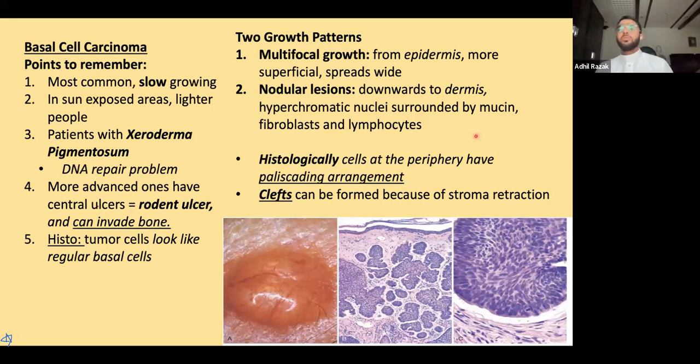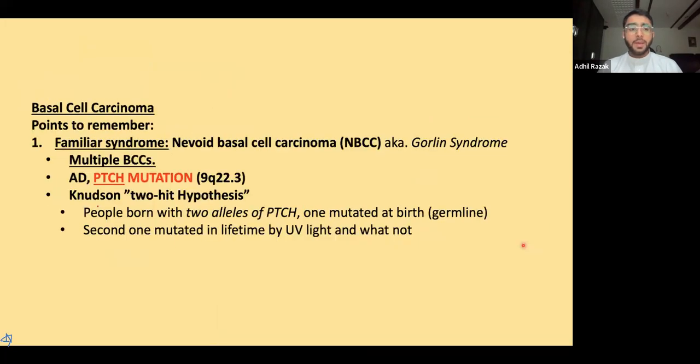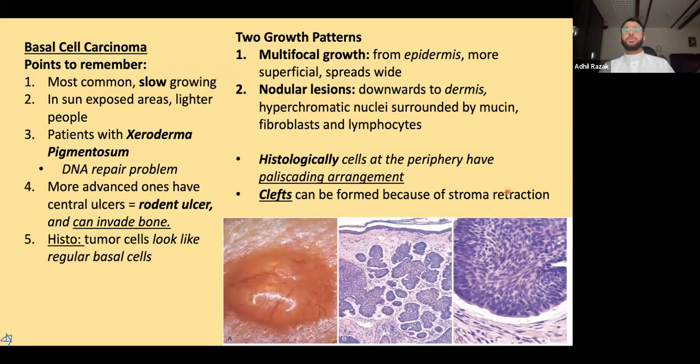And it could have mucin come up to it. It could have fibroblasts, it could have lymphocytes. And as you know, the further downward it goes, the more dangerous it is. We've already discussed the histology. All right, so anyone have any questions so far? Are we all good? Amazing. So feel free to interrupt me if you have any questions or any doubts.